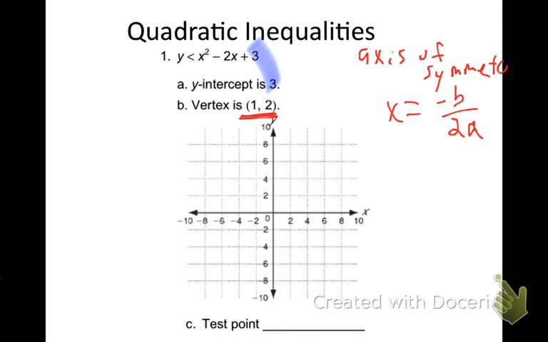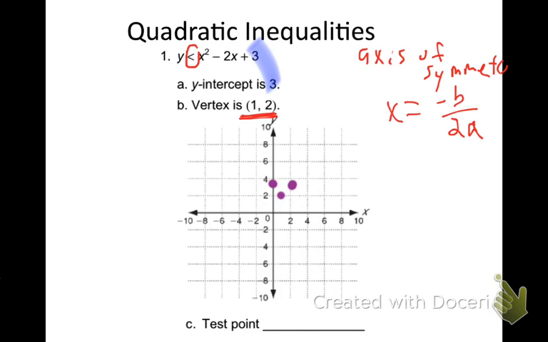Right? So I have my vertex, which is 1, 2. So it's that coordinate right there. I have my y-intercept, which is 3. So it's about that coordinate right there. How do I get the coordinate on the other side? It's just the what? Reflection. So I reflect it across. I get that coordinate there. Could I pick another point if I wanted to? Yes, I could pick another value and plug it in. I'm not going to here. Okay. What is my inequality?